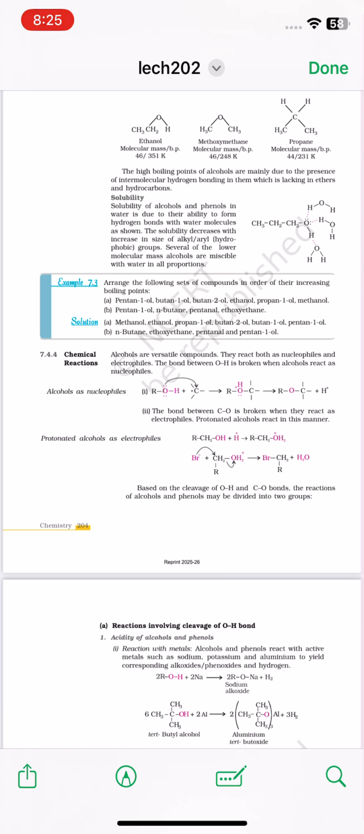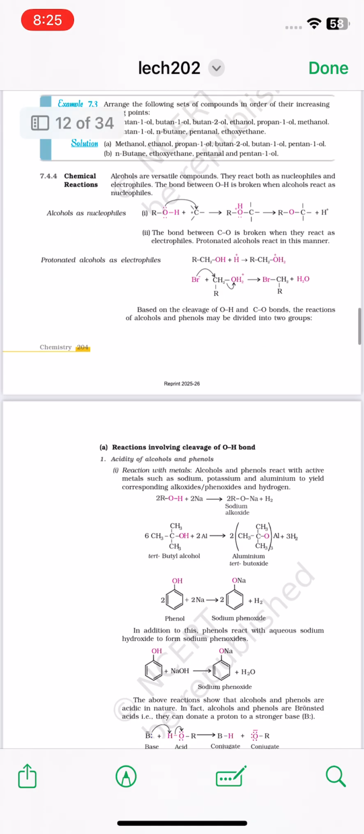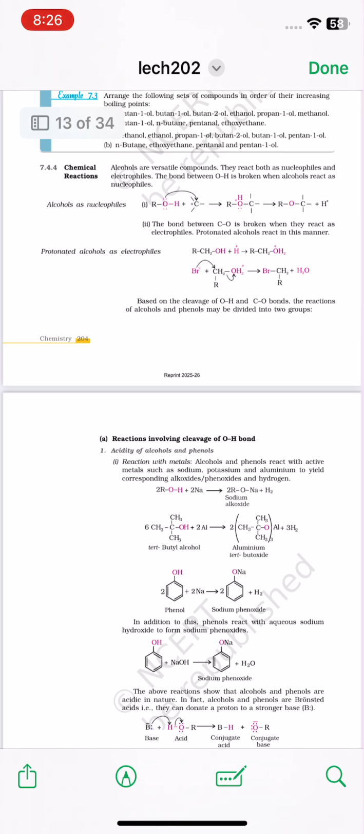Chemical reactions. Alcohols are versatile compounds. They react both as nucleophiles and electrophiles. The bond between O and H is broken when alcohols react with nucleophiles. Alcohols as nucleophiles: R-OH plus C gives R-O-C. The bond between C and O is broken when they react as electrophiles. Protonated alcohols react in this manner. Protonated alcohols as electrophiles. Based on the cleavage of O-H and C-O bonds, the reactions of alcohols and phenols may be divided into two groups.